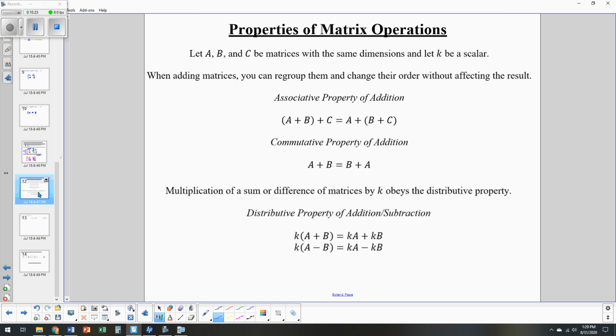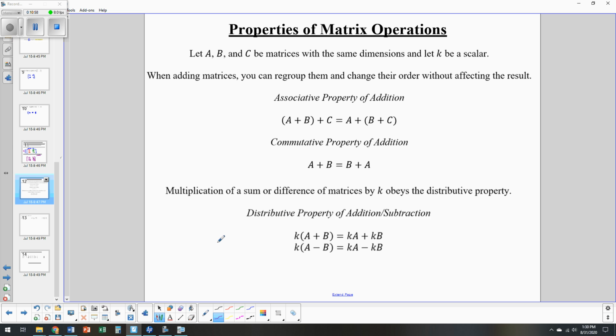Some of the properties of matrix operations. All right, if A, B, and C are all different matrices with the same dimensions, and the lowercase letter k is our scalar, these are some things that we can do. So the associative property of addition, if I was adding A plus B in parentheses first and then adding C to that, that's the same as having added B plus C first and then adding A to it. So the order we add together does not matter. And the commutative property, A plus B is the same as B plus A. Doesn't matter which order we go.